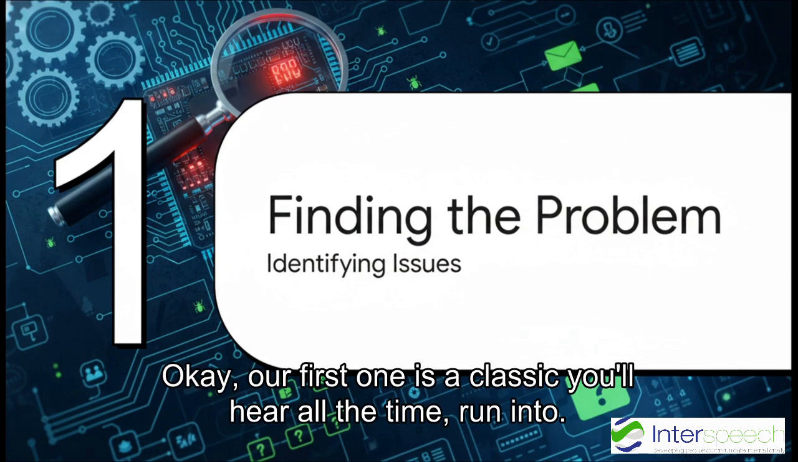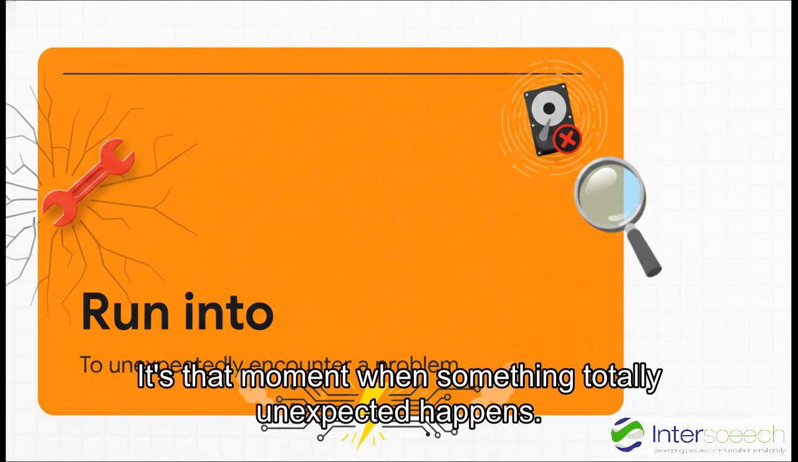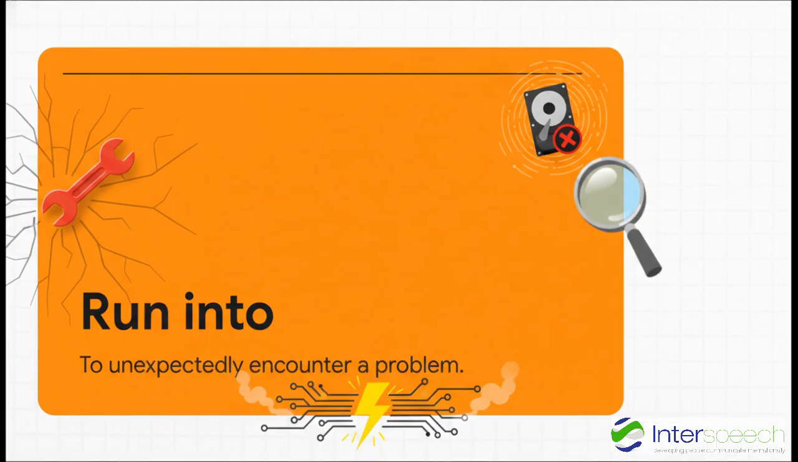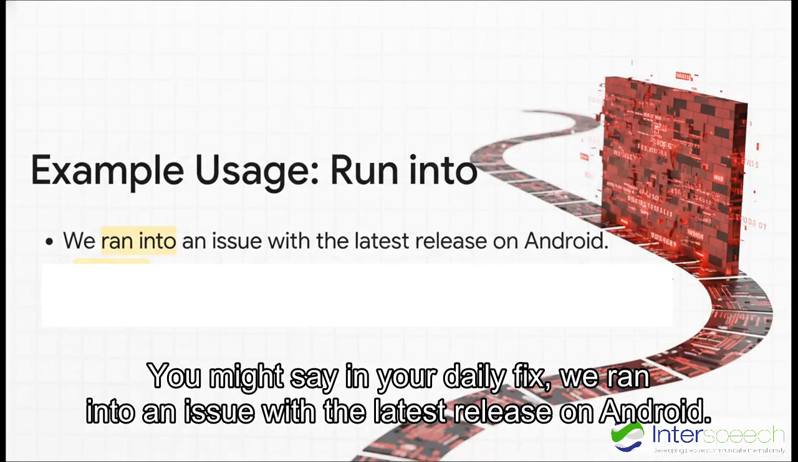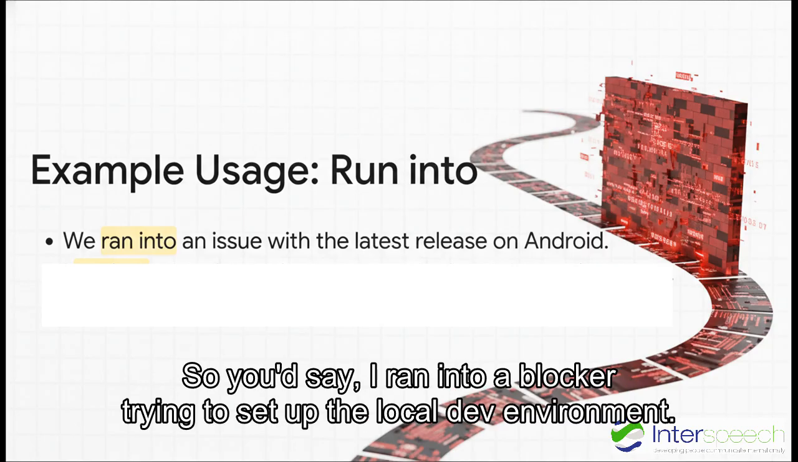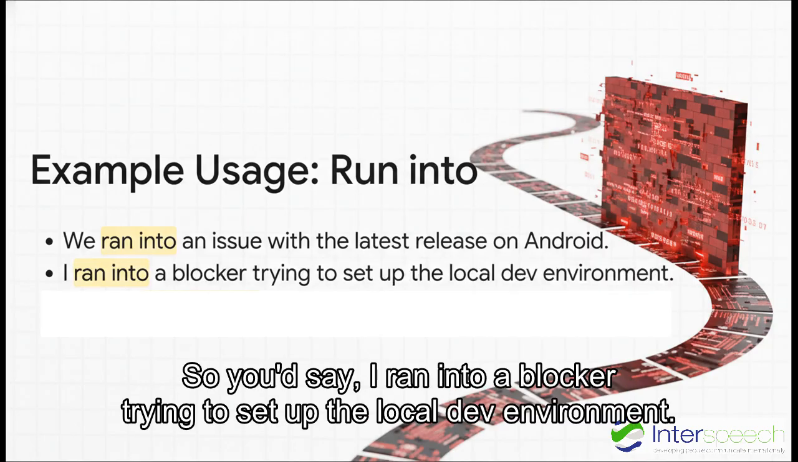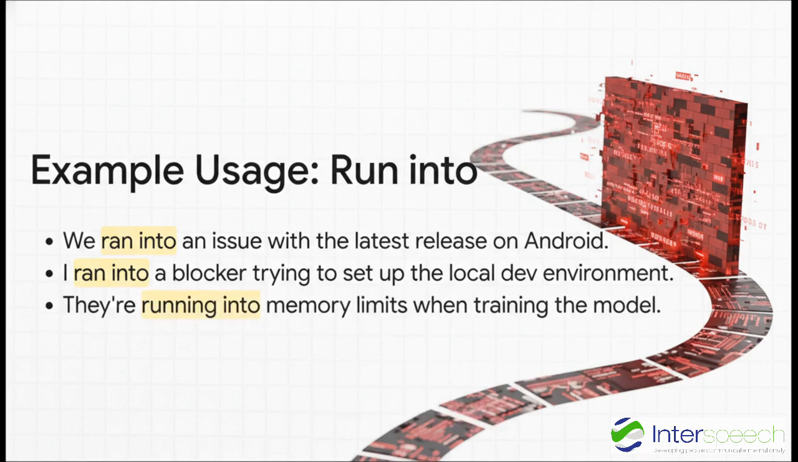Okay, our first one is a classic you'll hear all the time, run into. You use this one when a problem just appears out of nowhere. It's that moment when something totally unexpected happens. For example, you might say, in your daily fix, we ran into an issue with the latest release on Android. Or maybe you're stuck on something yourself, so you'd say, I ran into a blocker trying to set up the local dev environment. It perfectly describes hitting that unexpected wall.